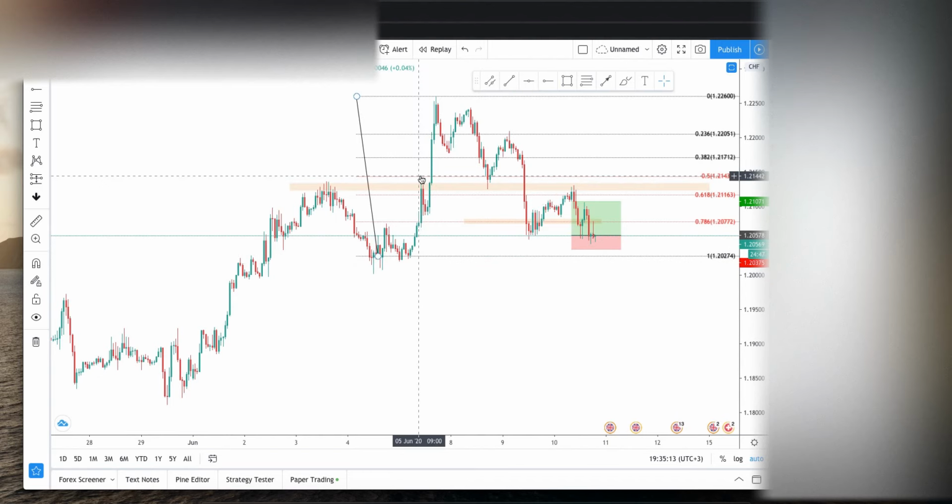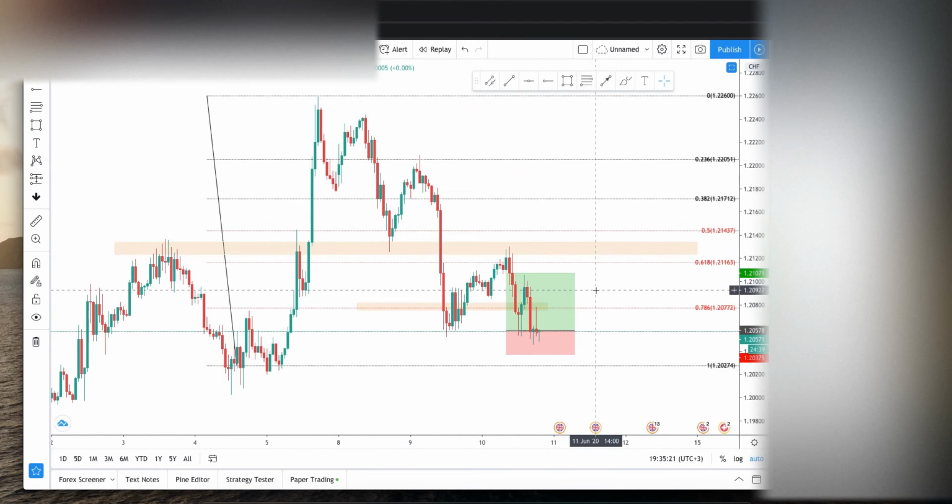The upward push started from here, so I drew my Fibonacci from here till here. Now, since it was an uptrend, I was looking for buying opportunities. The market reversed from 78.6. You can see all these rejections.